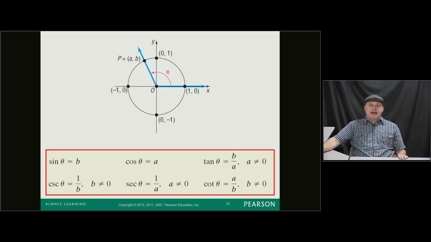And then the tangent of theta is b over a, where a does not equal 0. That's going to be negative as well because b is positive and a is negative. So of the main three, only the sine is positive. And that's going to make the cosecant positive as well, because the cosecant of theta is the reciprocal, 1 over b. Alrighty, let's move on.